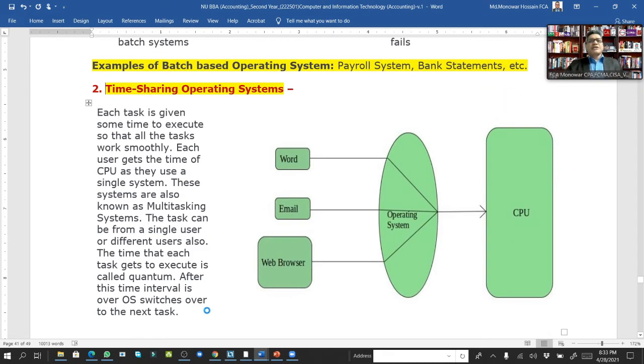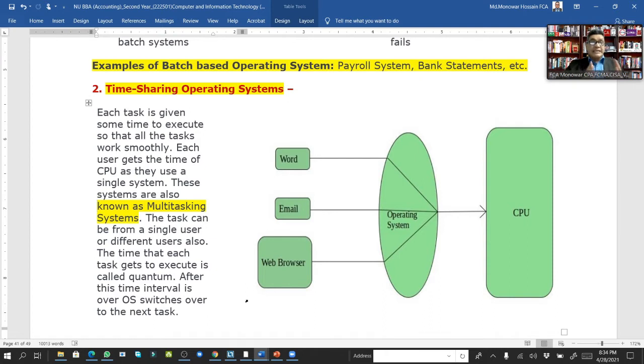Now, time-sharing operating system. Here each task is given some time to execute so that all the tasks work smoothly. Each user gets time of the CPU as if they are using a single system. These systems are also known as multitasking systems. The tasks can be from a single user or different users also.